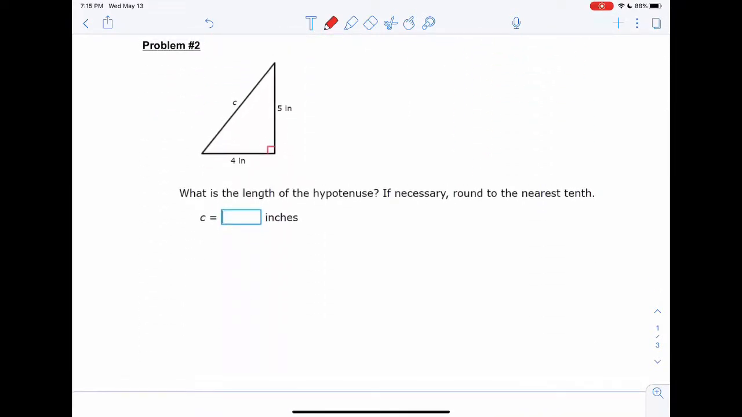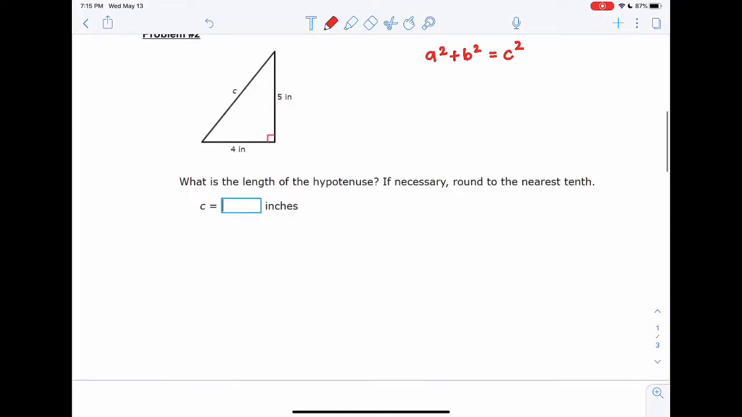Once again, it's asking us, what is the length of the hypotenuse? If necessary, round to the nearest tenth. Okay, so let's go ahead and write our formula again. a squared plus b squared equals c squared. What's another way of writing this? Leg squared plus leg squared equals hypotenuse squared.